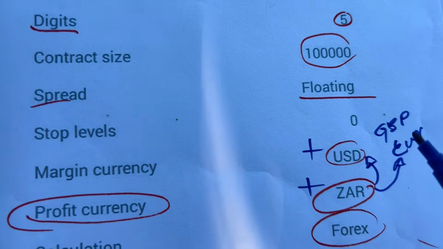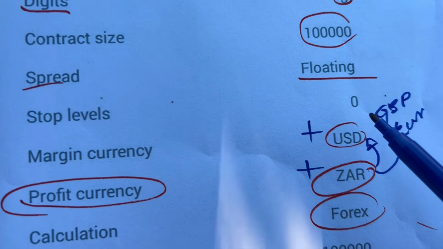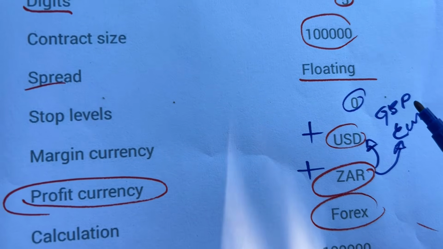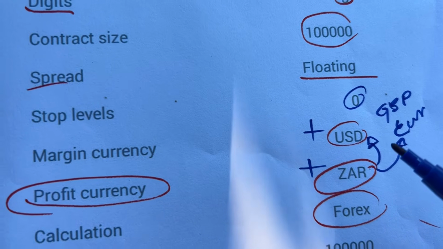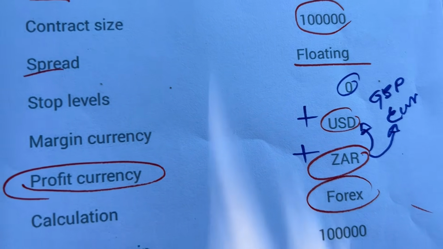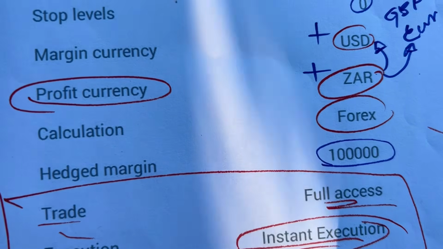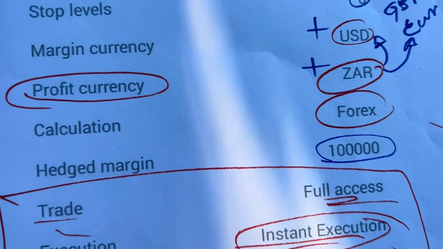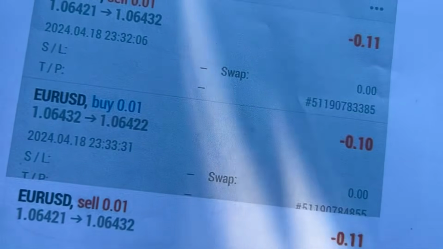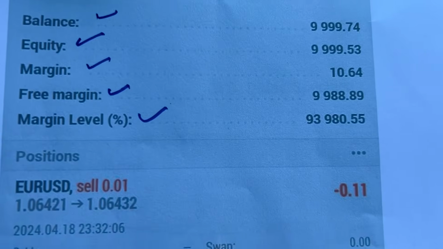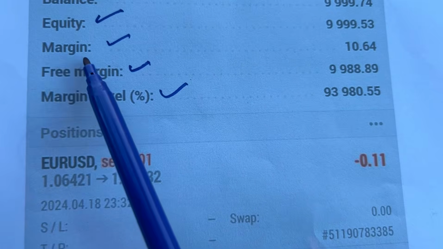And also, I might have left this one off. Stop out level, it's 0. The stop out level is 0 because you're trading with an account which is ECN. This is an account of ECN. And as you can see here, we have 100,000 hedge. So meaning that if you hedge a position here, you're not going to see any margin. You're not going to see any money needed.